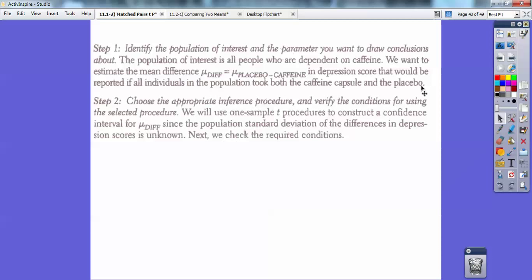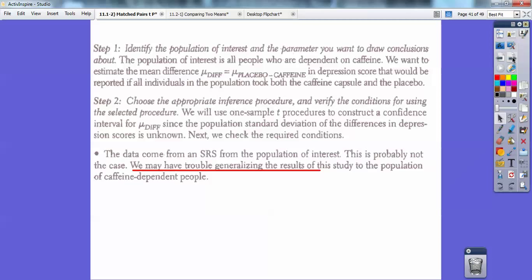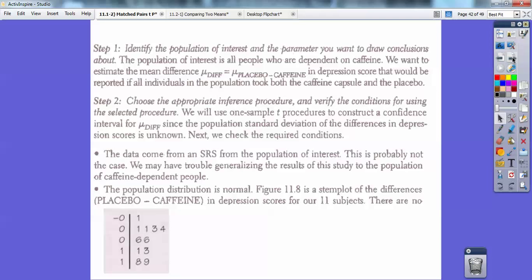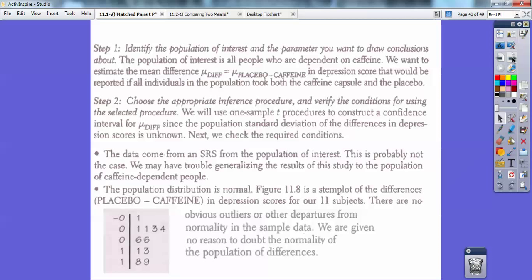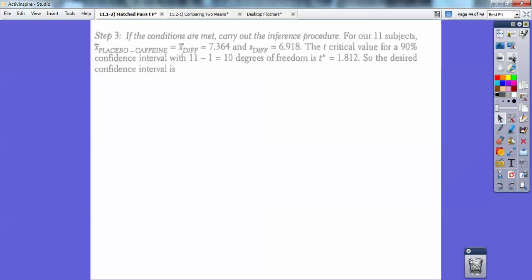Okay, so now we're going to check the requirements. Again, the data comes from an SRS of the population of interest. This is probably not the case, so we may have some trouble generalizing the results. That is gold right there for your AP readers. So what we're going to do is create a stem plot. And this stem plot, although it's not a perfectly bell-shaped curve, has no obvious outliers or non-normalities in the sample. So we're given no reason to doubt that it is in fact a normal population of the differences. So we're going to go ahead and proceed with caution.